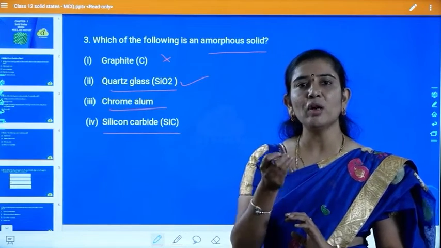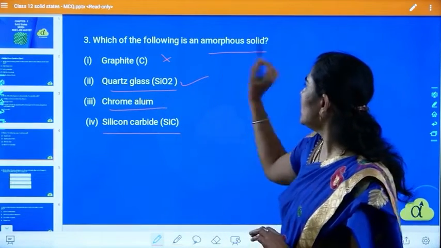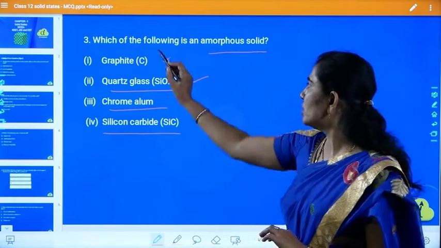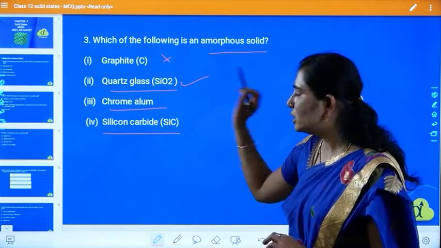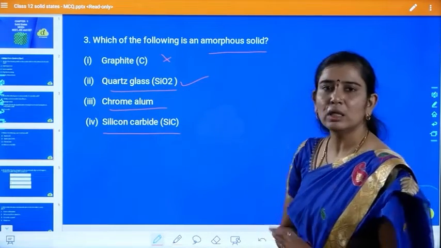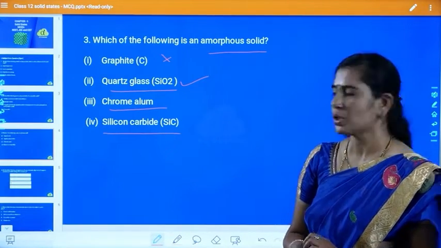There is a movement of atoms that takes place. So that's what this quartz is, an amorphous solid. I hope you understood now. So for this question, which of the following is amorphous? Quartz is amorphous, whereas graphite, chrome alum and silicon carbide are not amorphous in nature. I hope you understood. Okay, fine.